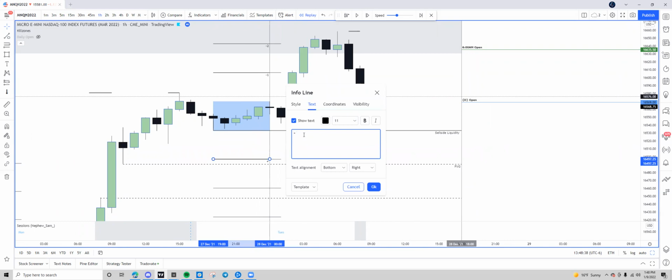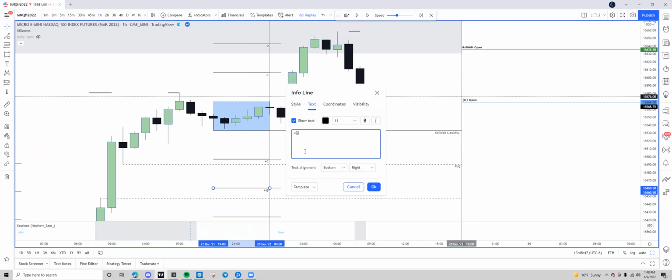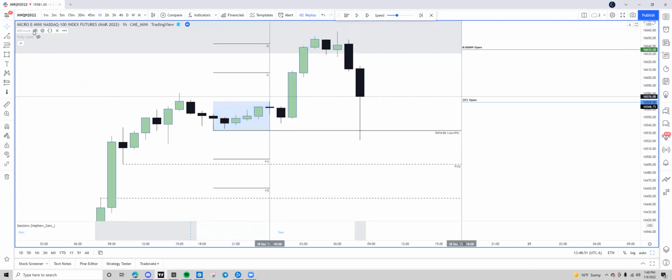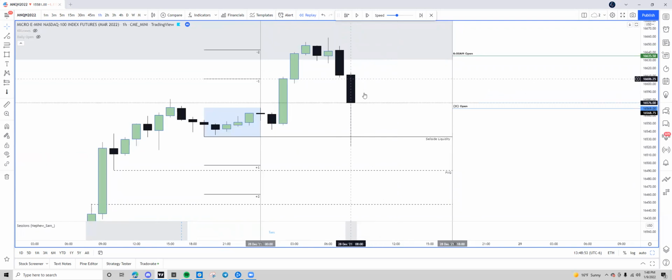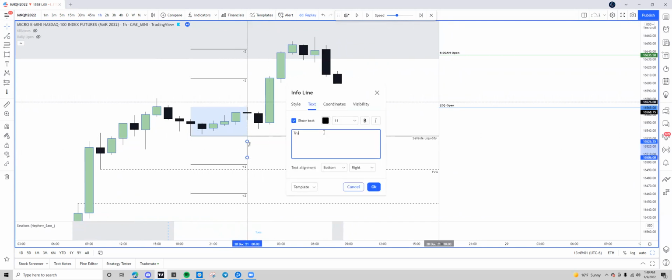Okay, +1 here and +2. Okay, now what I can do is I can actually take this off, and now it's neat and organized. Next thing I'll do, depending if I have space, and this is not necessary, I just like my charts to look like this.